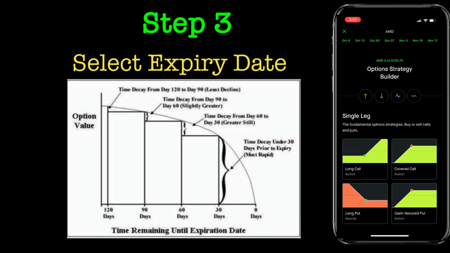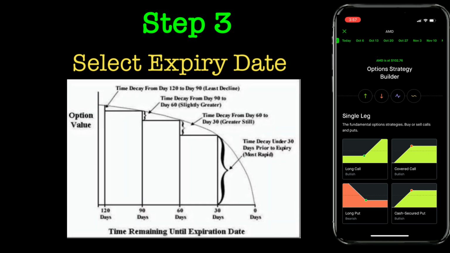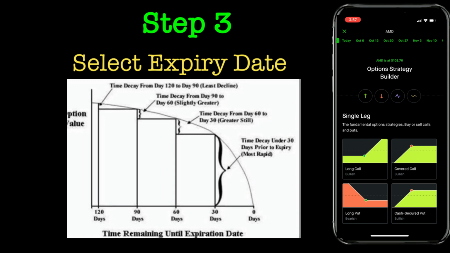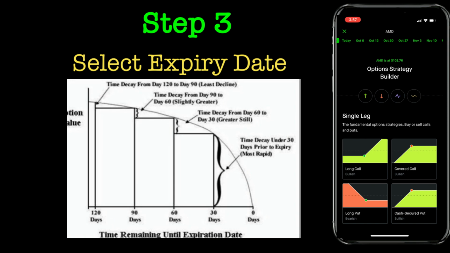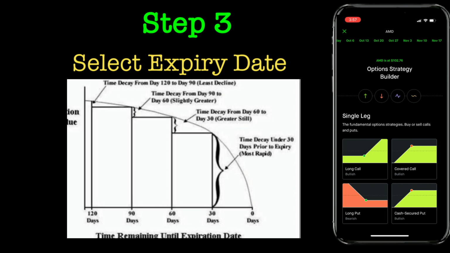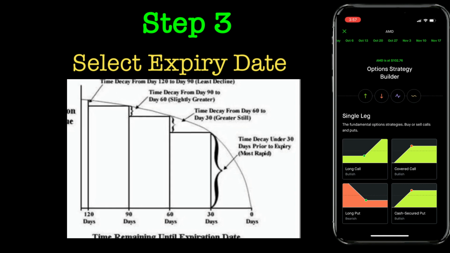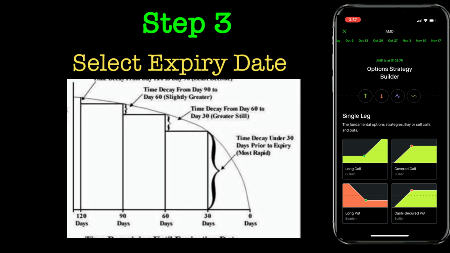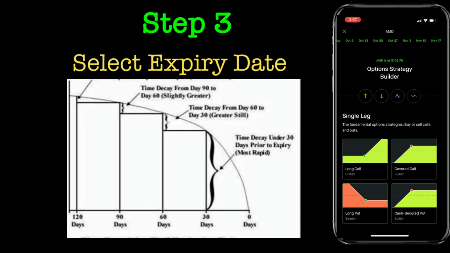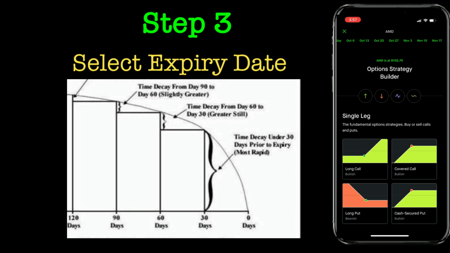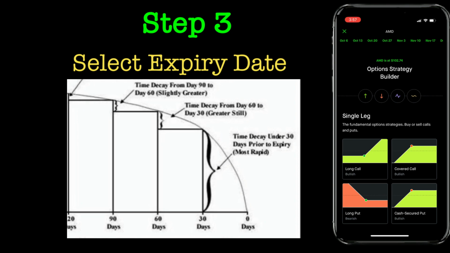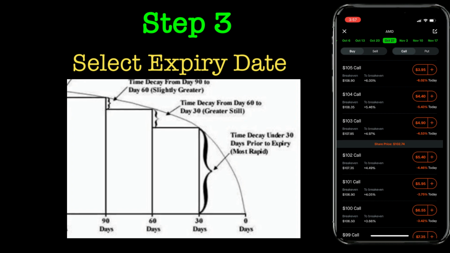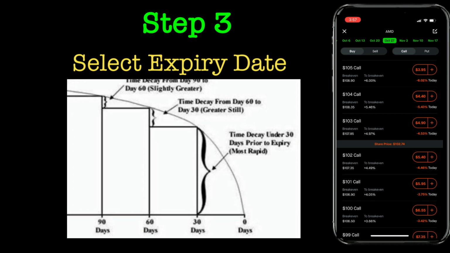Why is that? Because that's the time duration where the theta curve is at your maximum decay level, as you can see from this graph. So that's why we always go for 30 to 45 days whenever you do any kind of options strategy. So I'm going to go here and select October 27th, which is a month out from now.